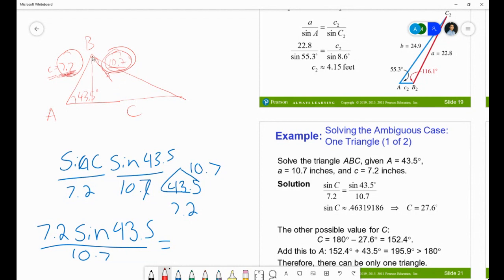Okay. So we have to check to see if it's longer than the height first. If it's shorter than the height, we're going to have 0 triangles. If it's longer than the height but less than C, then we have 2 triangles. Oh, okay. So this one we have only 1. So now you can just go straight to the law of sine.